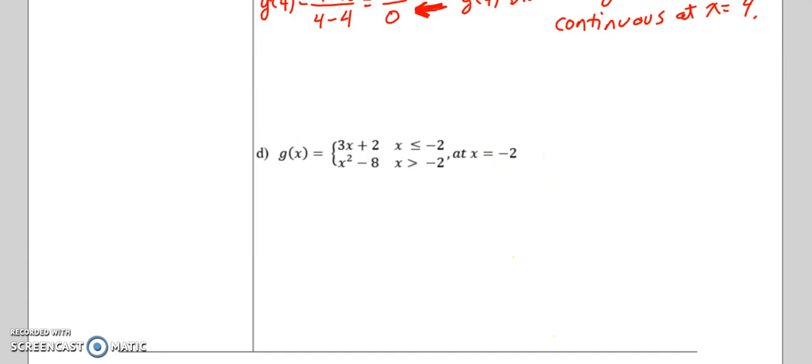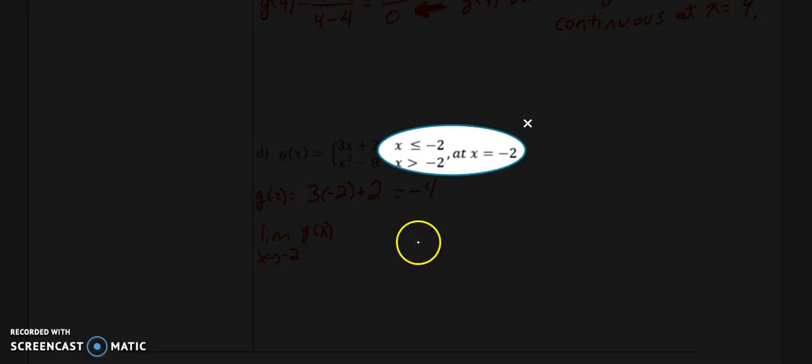So at x equal -2. So if I try g of -2, that's going to be the first piece. So that's -6 plus 2. Now, what about the limit as x approaches -2? Uh-oh. Weird things happen at -2, because notice that's where we change pieces.